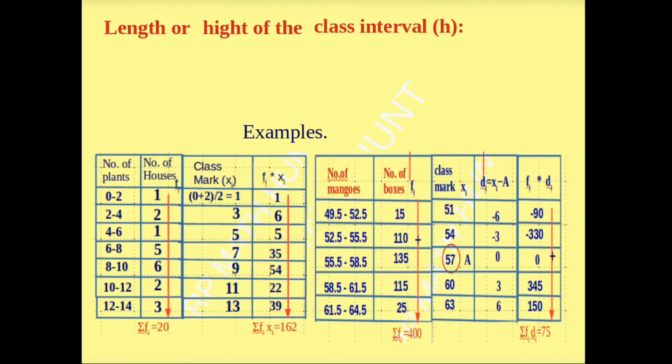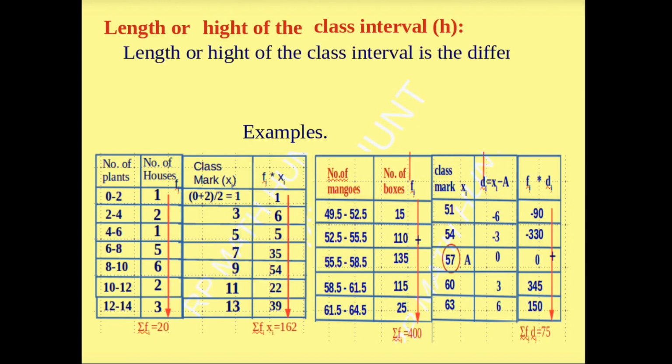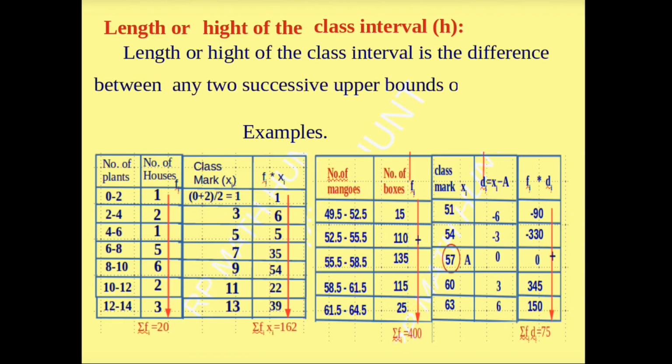Length or height of the class interval. Length or height of the class interval is the difference between any two successive upper bounds or successive lower bounds. Observe on the screen the two lower bounds, 2 and 4. Here two upper bounds, 10 and 12. Now in the second data, the first pair is lower bounds, the second pair is upper bounds.